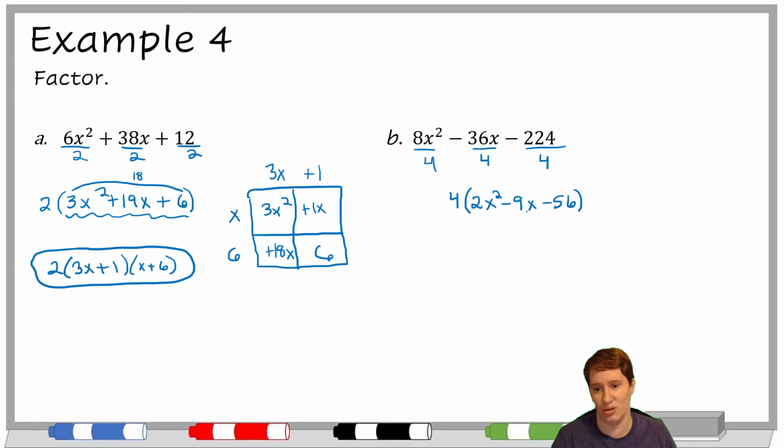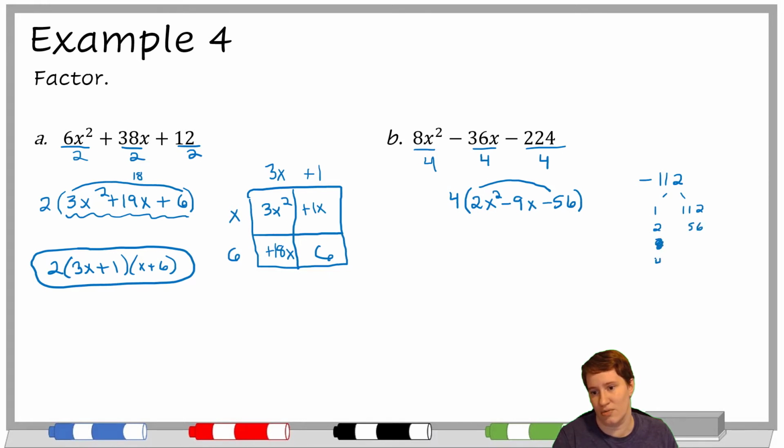We need to do one of our 4 methods: guess and check, box method, slide and divide, split the middle term. If you don't know what I mean by any of those, that's the video right before this. I'll try to put the link in the description to help you find that if you need it. So we need to say, what is 2 times negative 56? Ugh, that's negative 112.